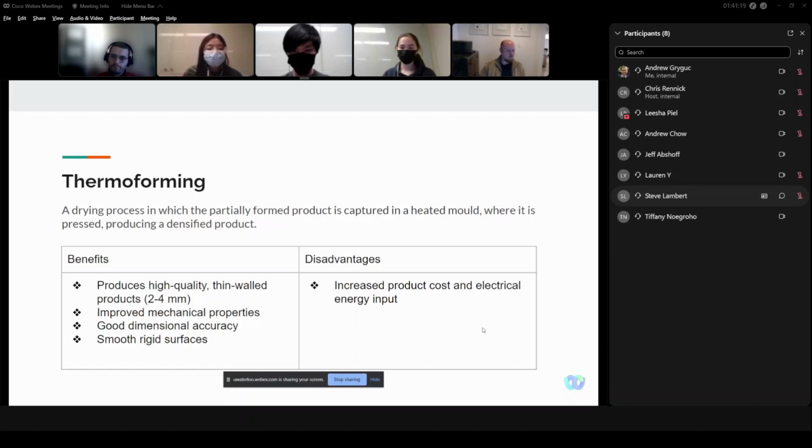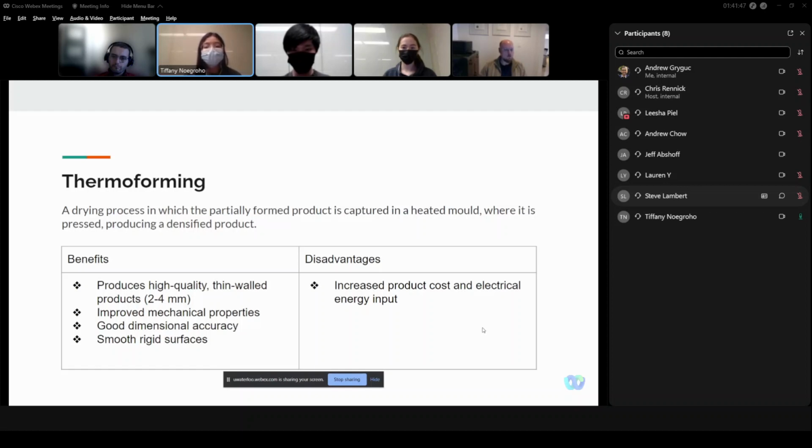After the pulp has been through the filtration method, the drying stage of plain molded pulp typically consists of oven drying. However, the most recent manufacturing approach in pulp molding is thermoforming. And thermoforming is a drying process in which the partially formed product from the filtration stage is captured in a heated mold, where it's also pressed, producing a densified product. Overall, this process provides a number of benefits, especially for our project applications.